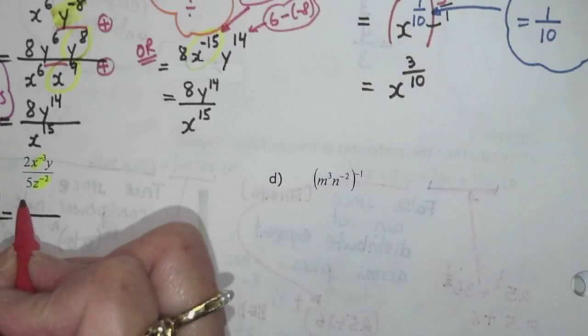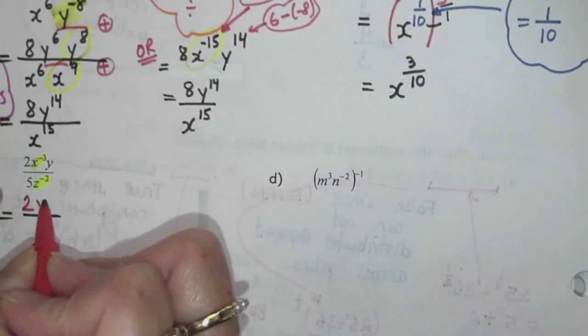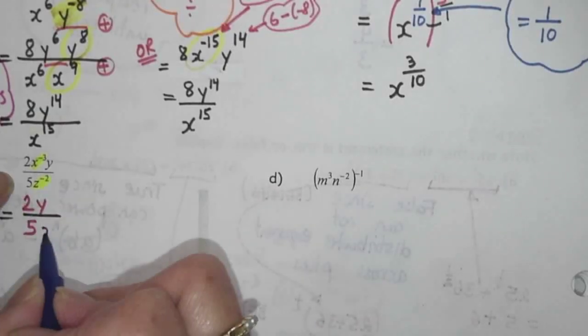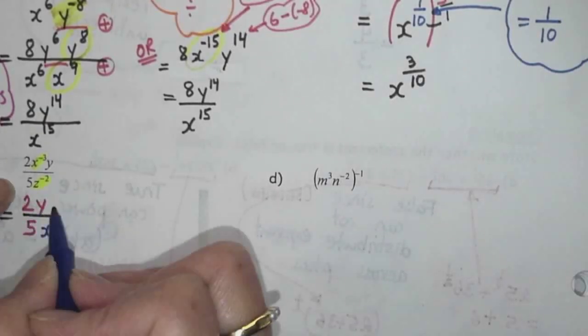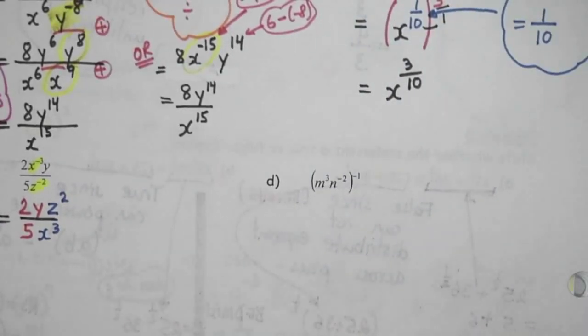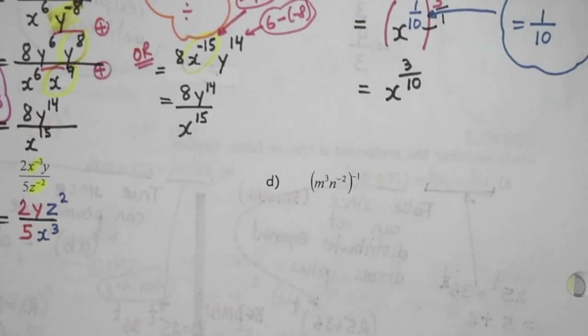Okay, don't move everything. So 2 stays where it is, right? Y stays where it is. 5 stays where it is. Does that make sense? So leave them alone. They have an exponent of 1. The ones that move, our x comes down here to become 3, and z will go up here to become 2. Can I simplify anything else? Nothing, and I'm done. Easier.